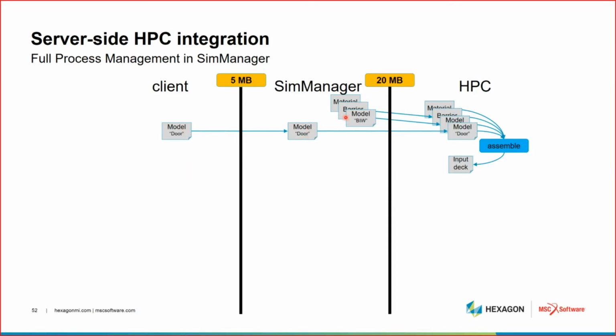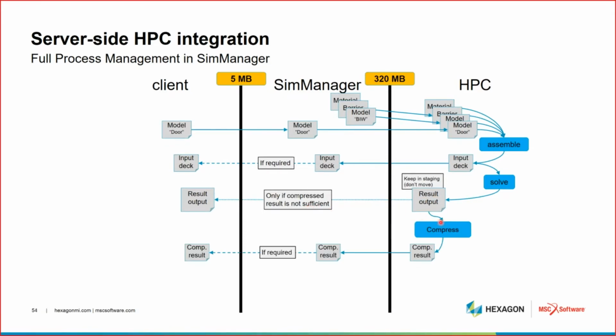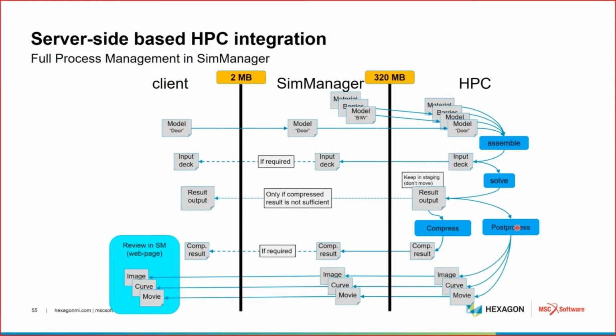And then from that point, we can submit the analysis where all of the assembly is done at the back end to create the input deck. That is automatically recovered back into SimManager. The solve is then done as soon as the input deck exists, and that result data can go back into SimManager if necessary. And then we might also have some sort of compression utility to reduce the file size, and then we'll store the compressed result back into SimManager. And then the final stage would be to do some post-processing in batch in SimManager. So the only thing coming back at the end of the day are images, curves, and movies.